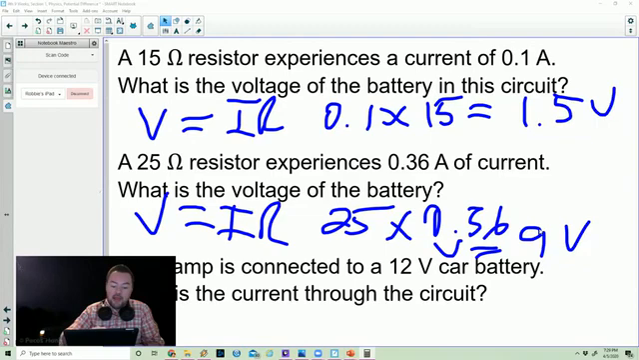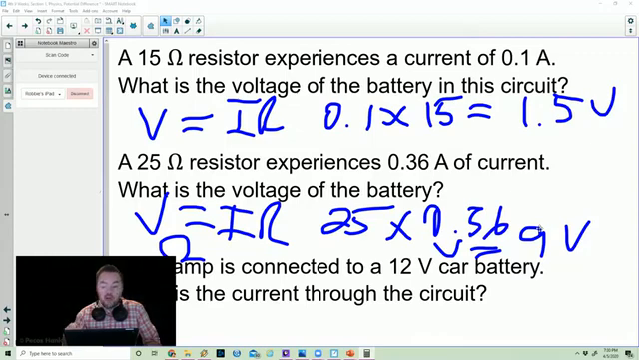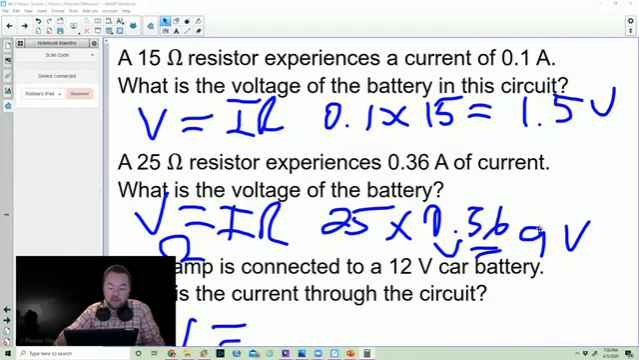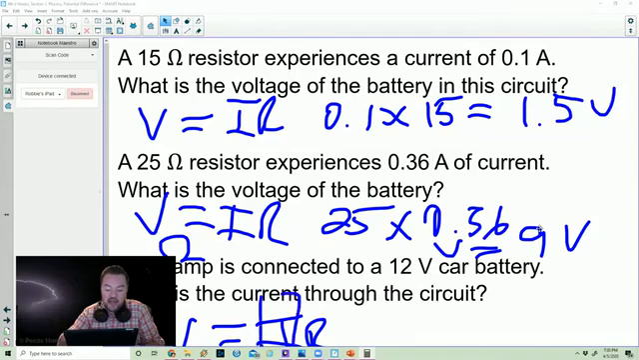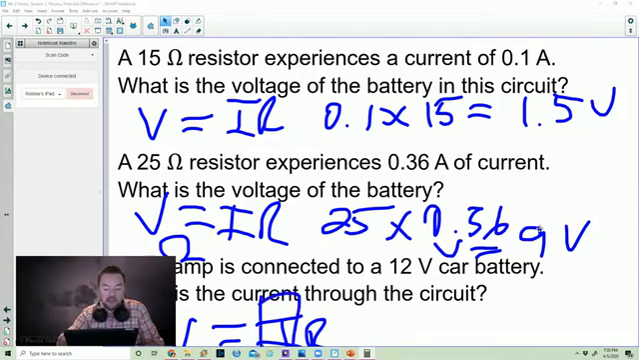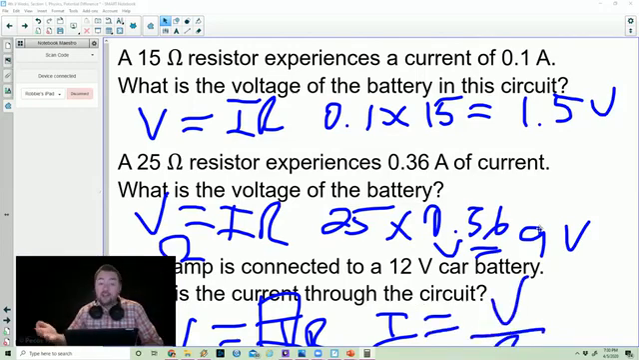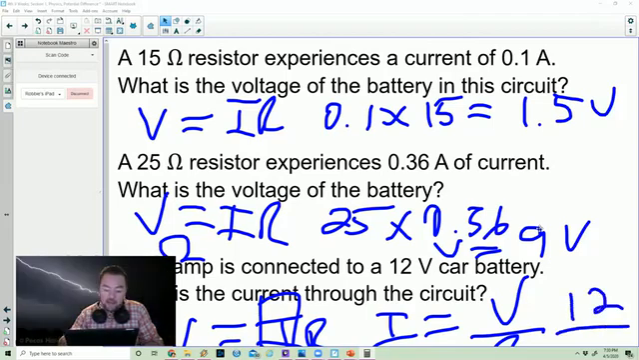All right, last problem. I have a 33 ohm lamp. It's connected to a 12-volt car battery. And I want to know what the current moving through the circuit is. Well, if V equals I times R, and you're trying to find the current, which is I, then you need to divide by the resistance. So I is going to be V divided by R, which is actually Ohm's law to begin with. So I take that voltage, which is 12, and divide that by the resistance, which is 33.